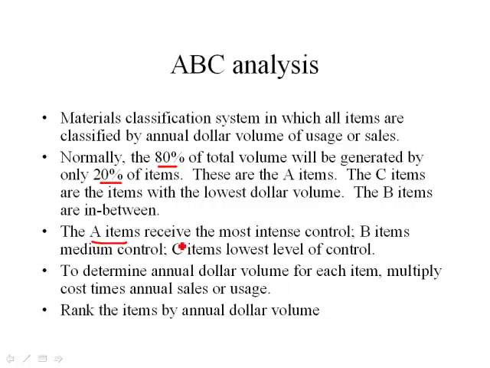So the A items tend to receive, or should receive, the most intense control. The B items are less important, and then the C items are not nearly as important, so they don't need to be controlled and managed nearly as intensively.